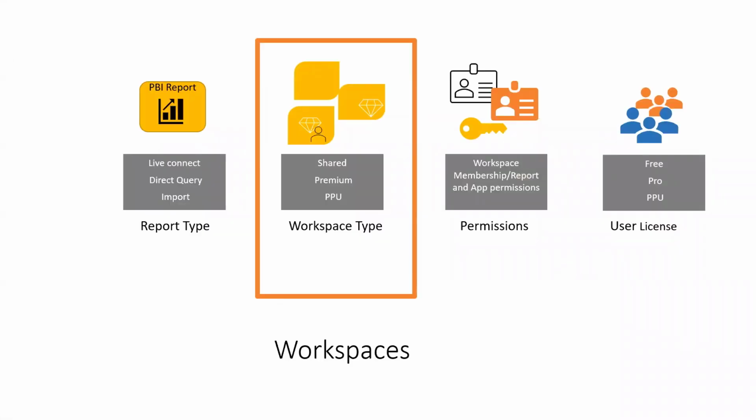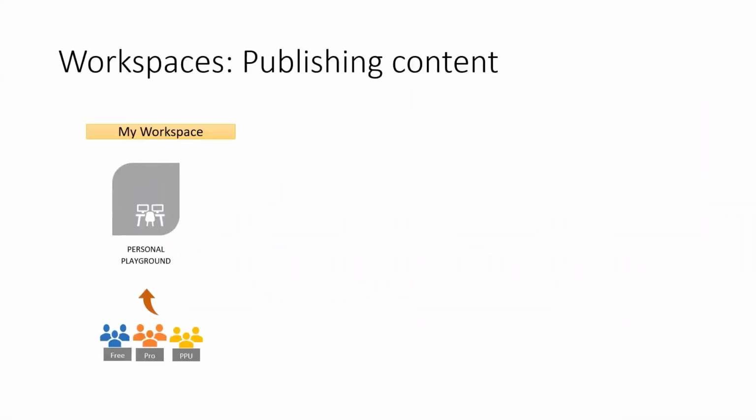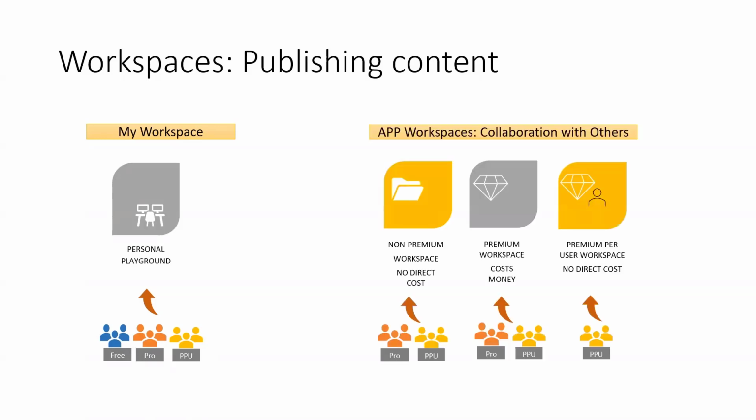All right, and then the workspace type. So when you publish, you get an option of where to publish to. One of the places you can publish to always, regardless of what user you are, is called My Workspace. It's meant to be your personal playground. Everybody can publish to their My Workspace. On the other hand, there are app workspaces that are meant for collaboration with others. For example, the one that I published to was an app workspace, because that's a place where I want to share content with others.